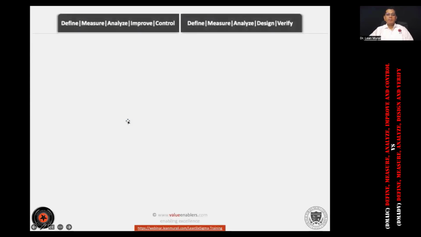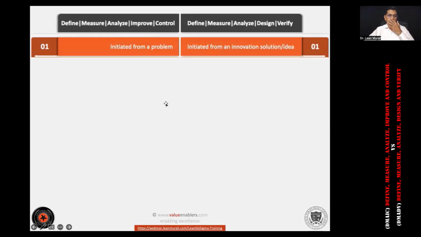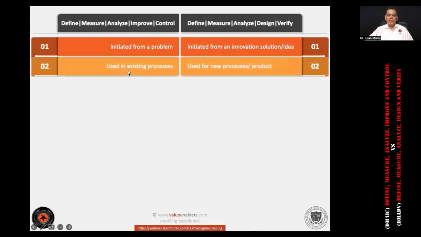All right, now, let me go into a little bit of a different perspective. This is initiated from a problem, DMAIC. This is initiated from an idea, DMADV. It is initiated from a problem, used in an existing process. This is used for a new process or product.